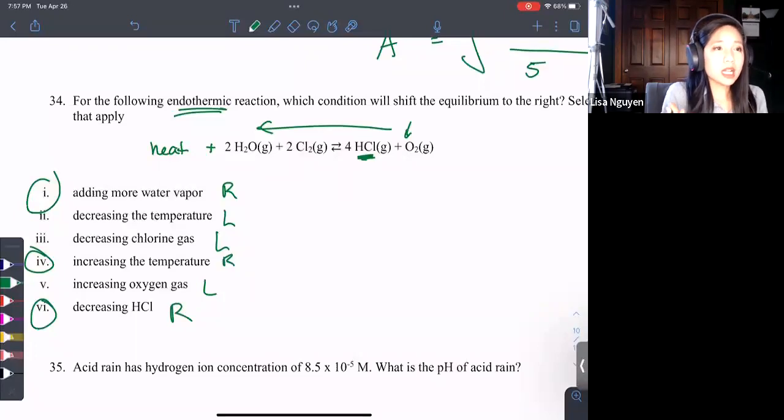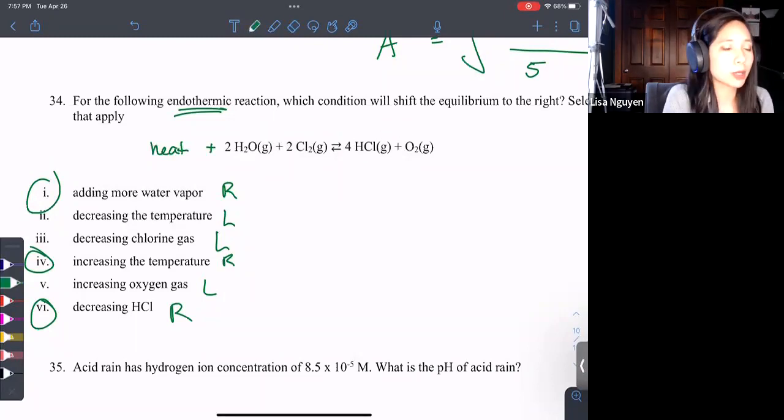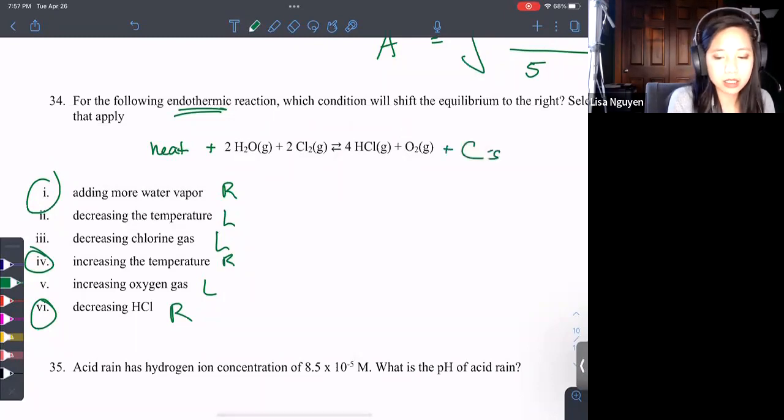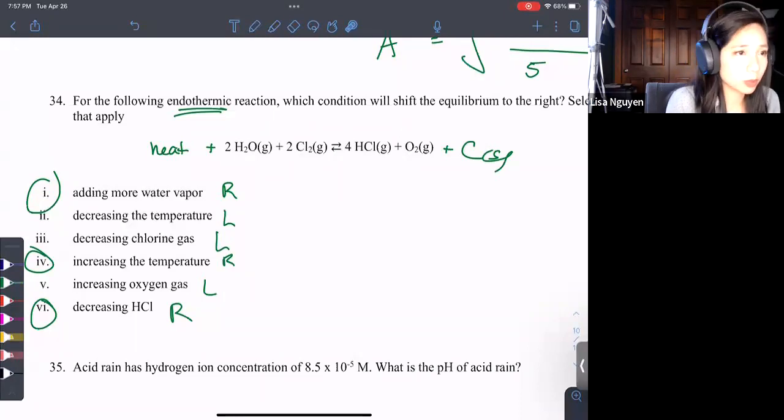Okay, what if one was a solid? That's a good question. Is a solid in the equilibrium? No, it's not. So would it change the equilibrium if we added more solid? No, it wouldn't. If I had a solid here and said add more carbon, it wouldn't change anything. That's a trick question. If it was a solid or a liquid, it wouldn't change the equilibrium at all because it's not included in K.